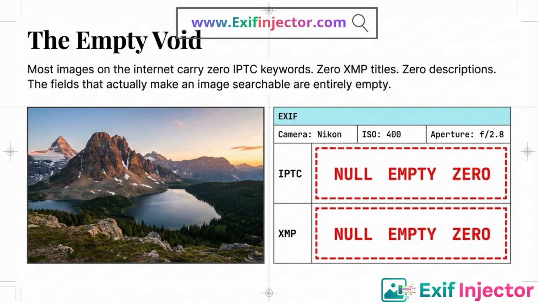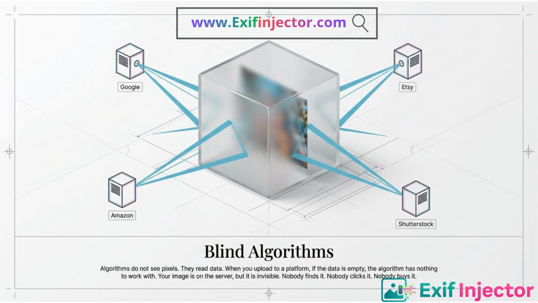Blind algorithms. And this is what happens next. Algorithms do not see pixels. They read data. When you upload an image to Google, to Etsy, to Amazon, to Shutterstock, the algorithm scans the file for information. If the metadata is empty, the algorithm has nothing to work with. Your image is on the server. It exists, but it is invisible. Nobody finds it. Nobody clicks it. Nobody buys it. The algorithm is not broken. It is blind because you gave it nothing to read.